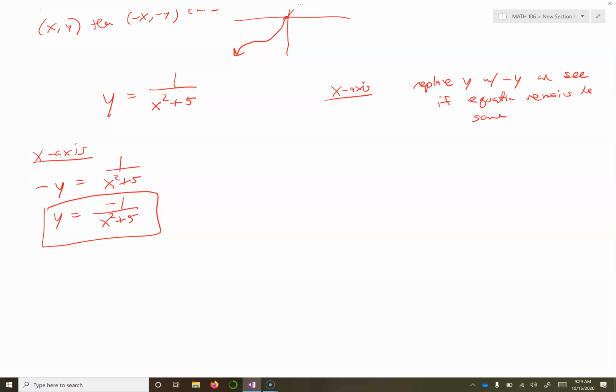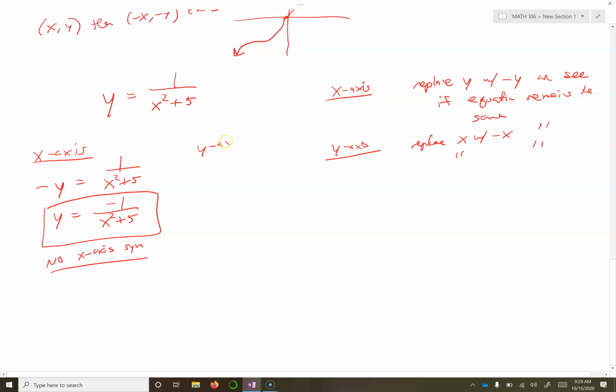It's not, right? So we do not have x-axis symmetry. The only way a symmetry is going to be true is if it matches the original equation. So for y-axis symmetry, you replace x with a negative x to see if the equation is the same. I won't write that all out. Okay? So let's try our function here.